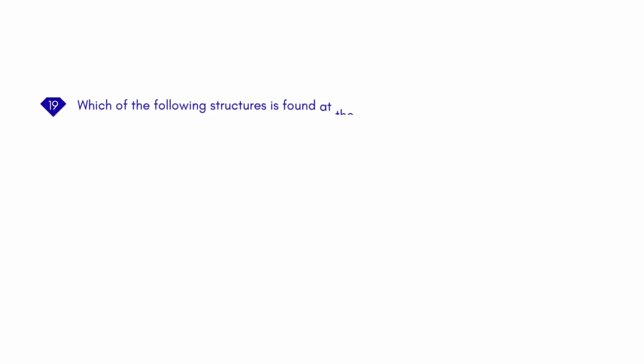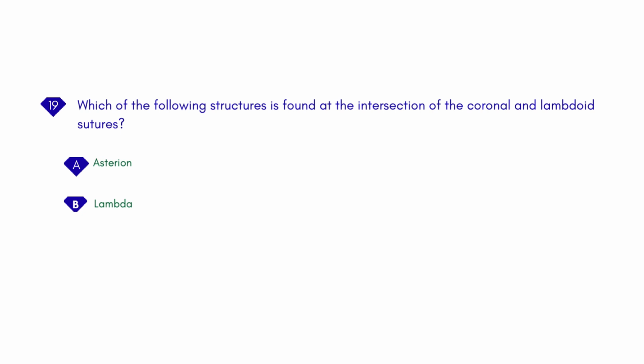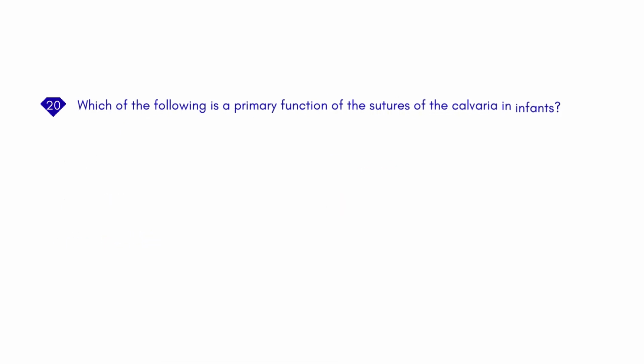Which of the following structures is found at the intersection of the sagittal and lambdoid sutures? A. Asterion. B. Lambda. C. Bregma. D. Pterion. Answer: B. Lambda.